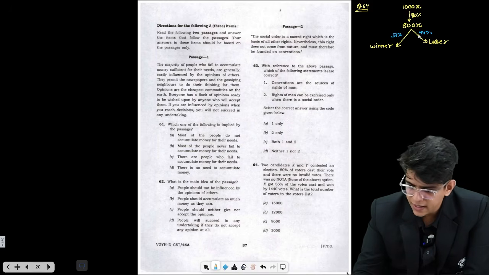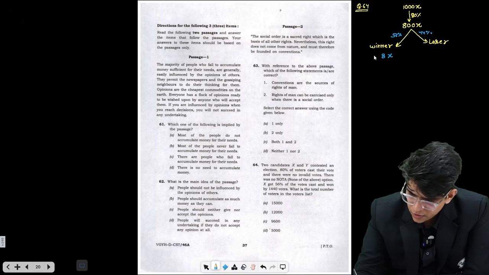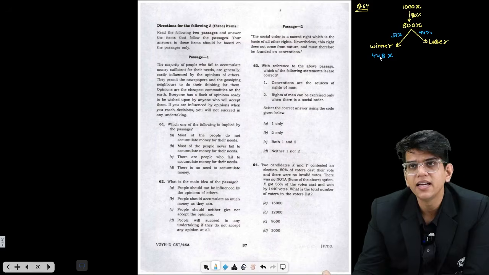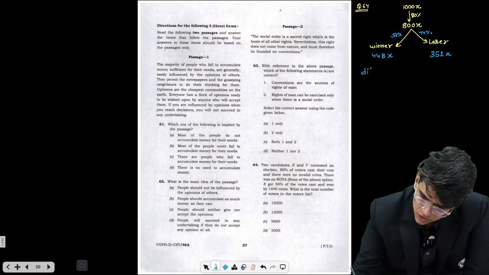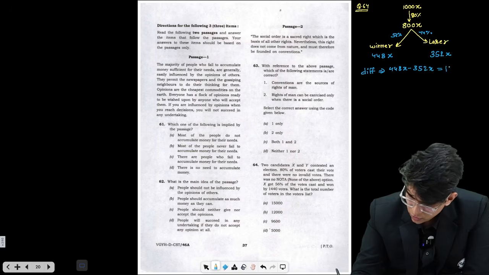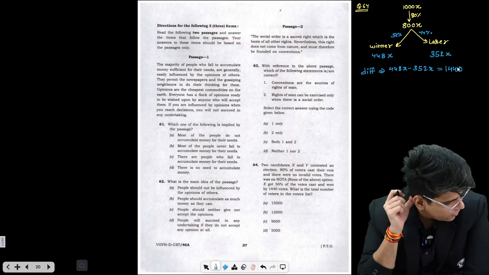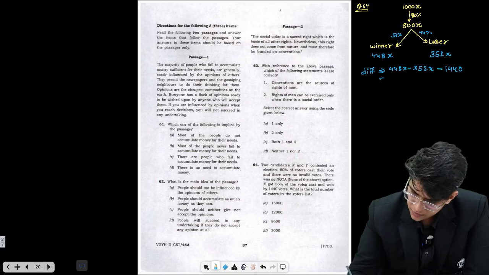56% of 800x is nothing but x, right? 50%, 100 gone, 8 6s are 48, 4 carry over, 448. Remaining loser will get how many votes? If 1000x were the total votes, he will get 352 votes. Difference of votes, difference is 448x minus 352x, is equal to 1440 votes. Now you need to do the difference, which is 96x equals 1440.